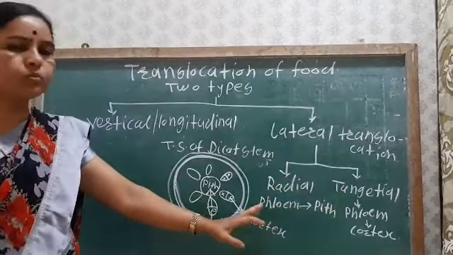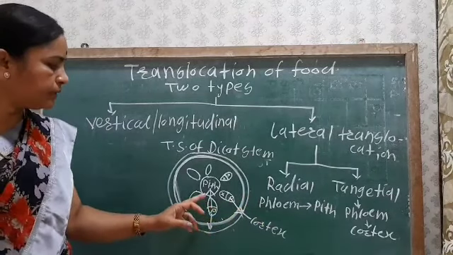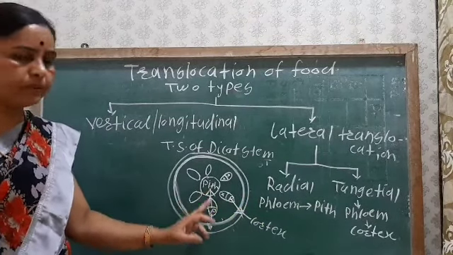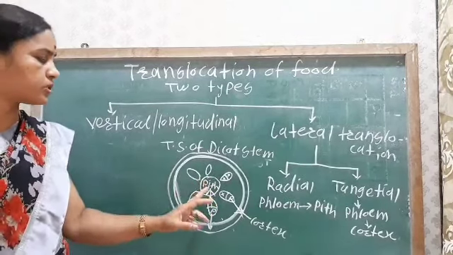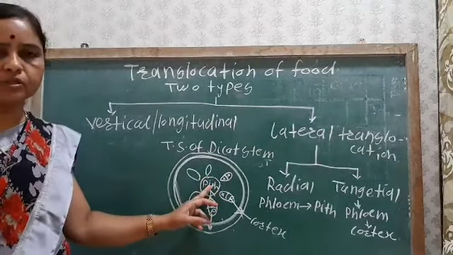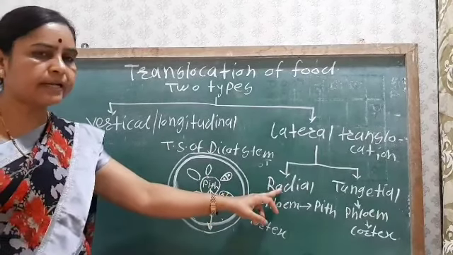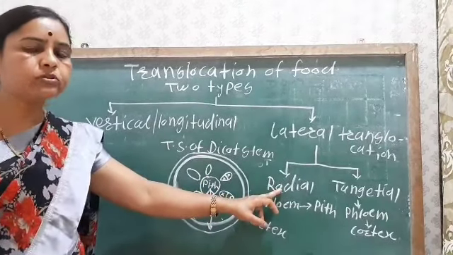Radial means the movement of the food takes place from the phloem to the pith. Pith is the central part of the stem. If we take a TS, the transverse section, at the center there is the pith region. If the movement takes place like this, it is the radial. Okay, along the radius.